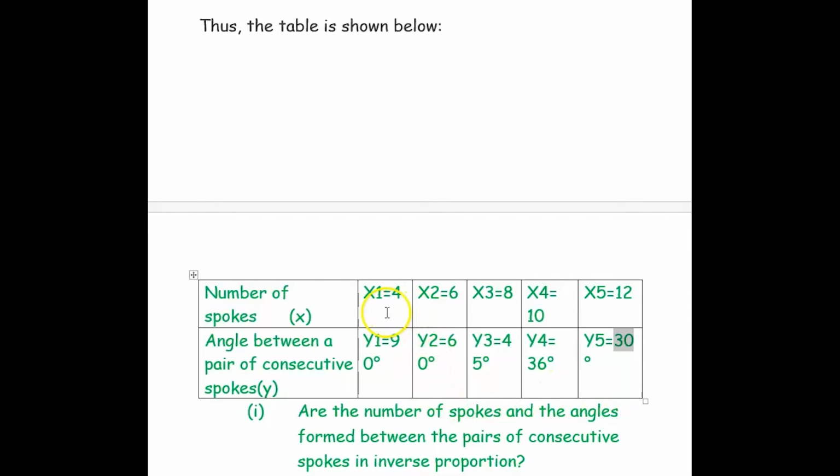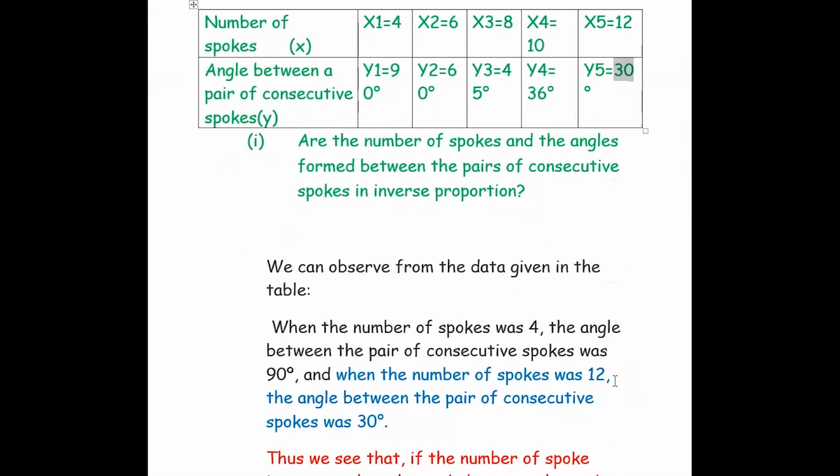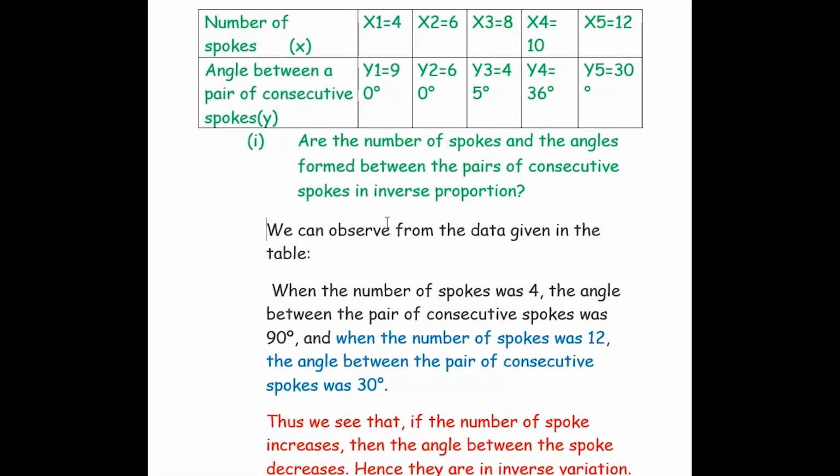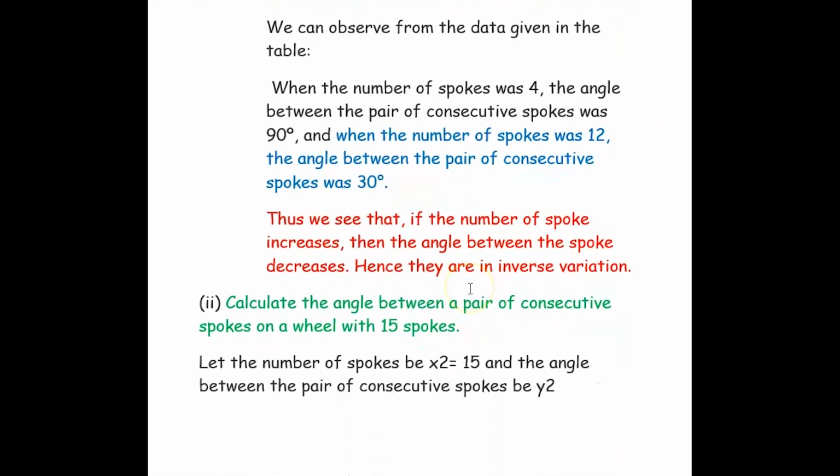So if you see here, as x, that is the number of spokes, increases, the angle between a pair of consecutive spokes is decreasing. So they are in inverse proportion. So our question is, are the number of spokes and the angle formed between pairs of consecutive spokes in inverse proportion? From the table we can say that it is in inverse proportion, because as the number of spokes increases, the corresponding other value decreases. So it is in inverse proportion or inverse variation.